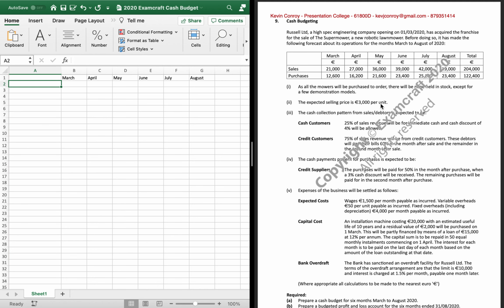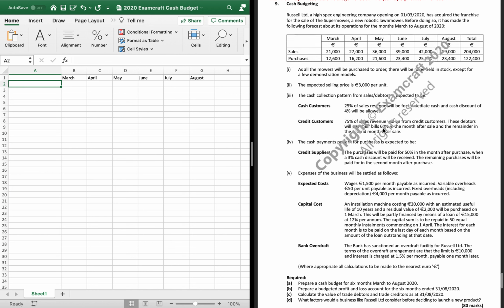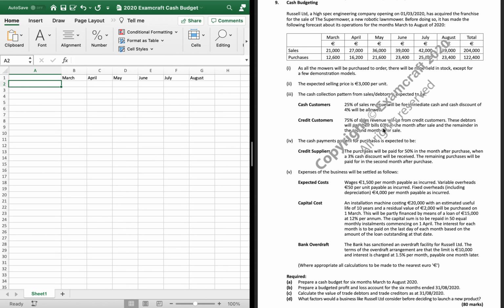For the watermark and across this, I don't have a clean version of this question. So this is Russell Limited from the 2020 Examcraft mock. A very straightforward cash budget, nothing too difficult in this. It's not like the DB one, if you have a look at that, it's quite tricky. But this is a cash budget for March and April.